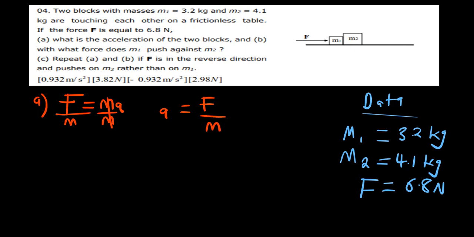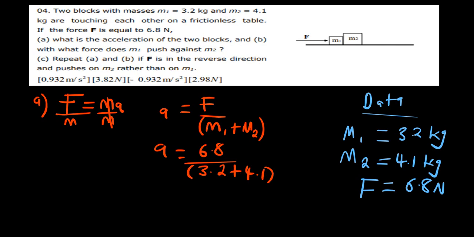Now, the mass that we're talking about, because these two objects are moving together on a frictionless surface, will be the mass for both, a combination of m1 and m2. So allow me to write m1 plus m2 to represent the mass. Therefore, my acceleration is equal to the force we've been given, 6.8, divided by m1, which is 3.2, plus m2, 4.1.